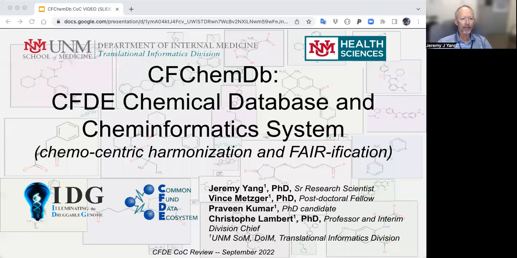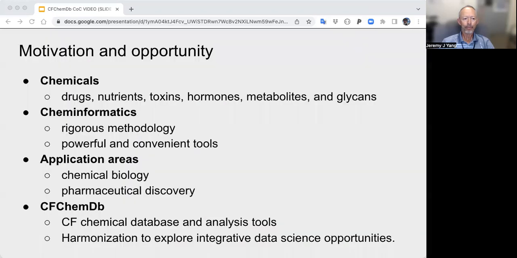This is Jeremy Yang from the University of New Mexico and the NIH Common Fund project Illuminating the Druggable Genome, IDG. One of our contributions to the Common Fund Data Ecosystem, CFDE, has been CF ChemDB, a chemical database and cheminformatics system designed for chemo-centric harmonization and FAIR-ification across Common Fund projects and datasets, facilitating integrative scientific use cases. In this video, I'll present a brief overview. For those interested, documentation and hands-on tutorials are available.